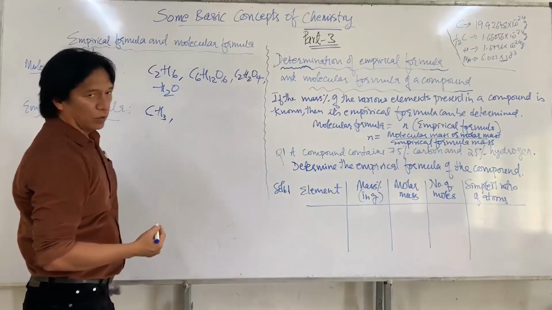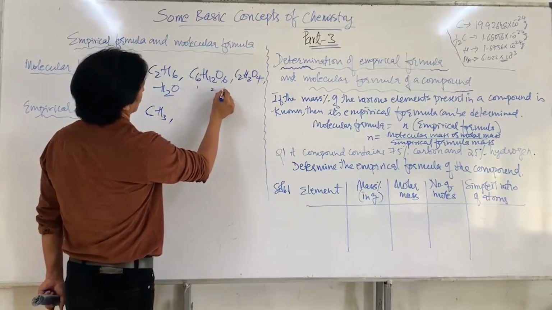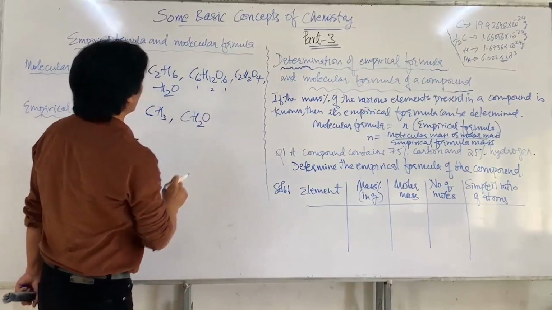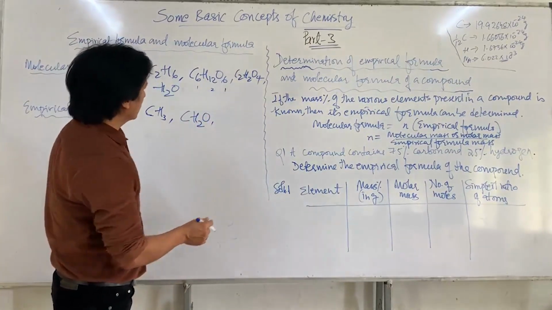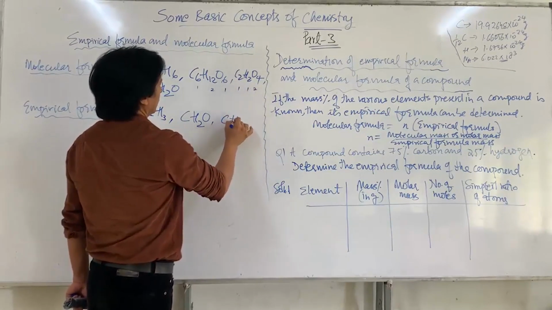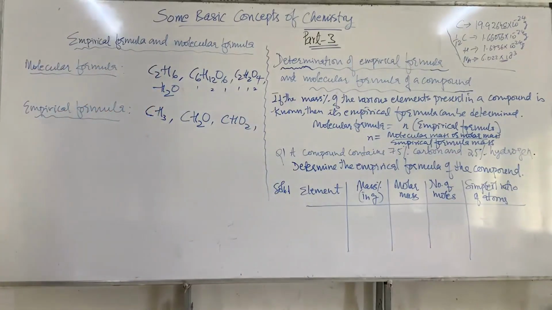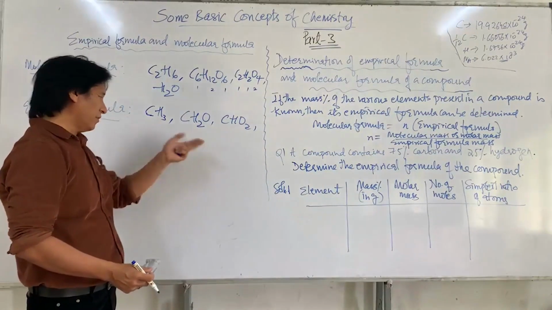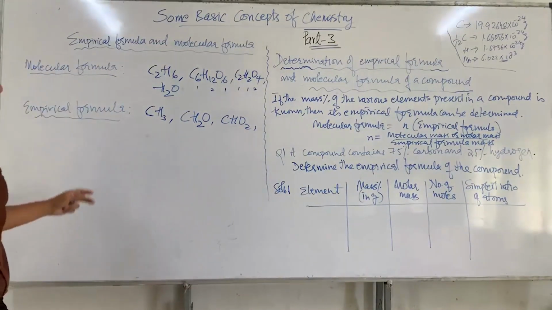Likewise, the empirical formula of glucose will be, so this is 6 1s, 6 2s, and 6 1s, right? Or CH2O. CH2O is the empirical formula of glucose. And next, again, here it will be 2 1s, 2 1s, 2 2s, 4. So it is CHO2. This is the empirical formula of oxalic acid. Likewise, we can have many such examples. So that's the meaning of molecular formula and empirical formula.